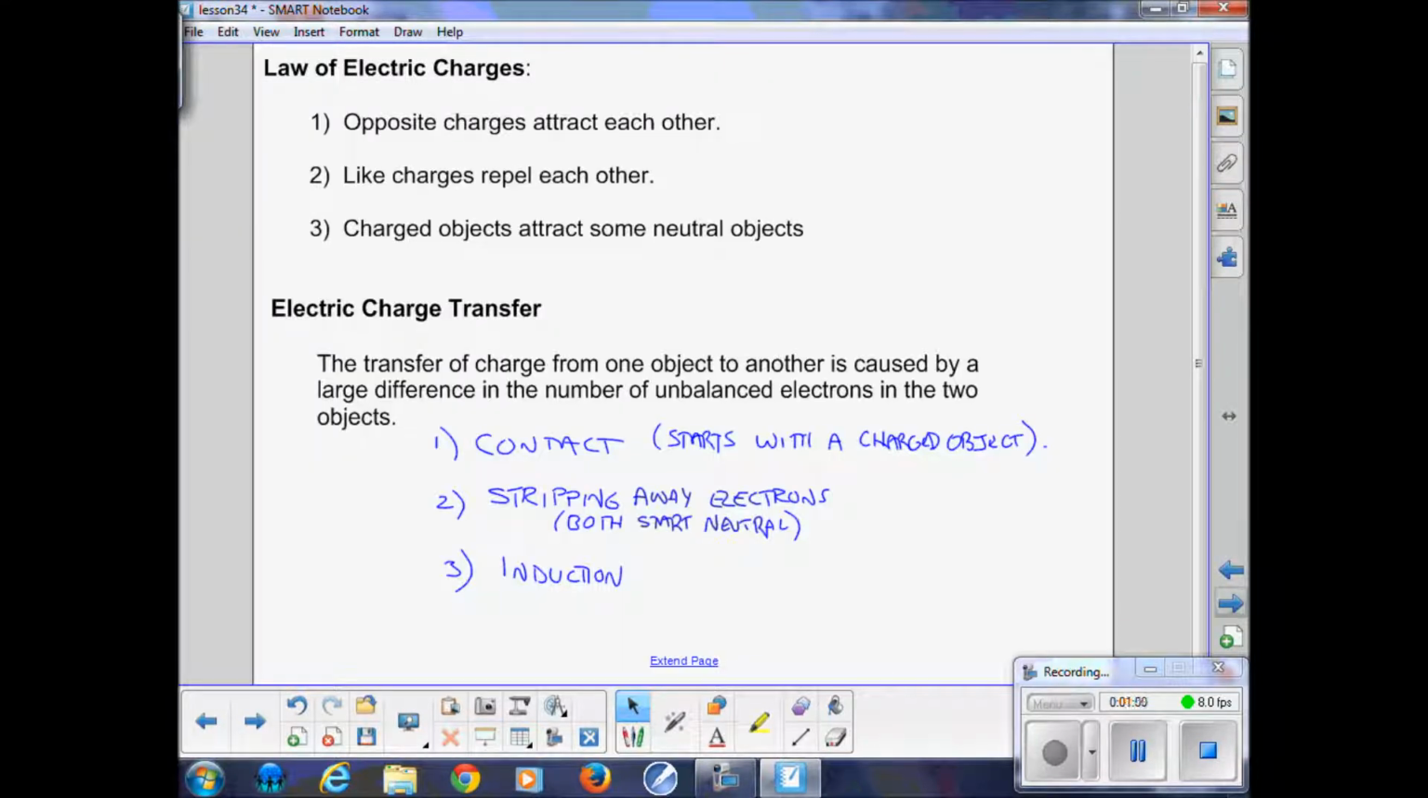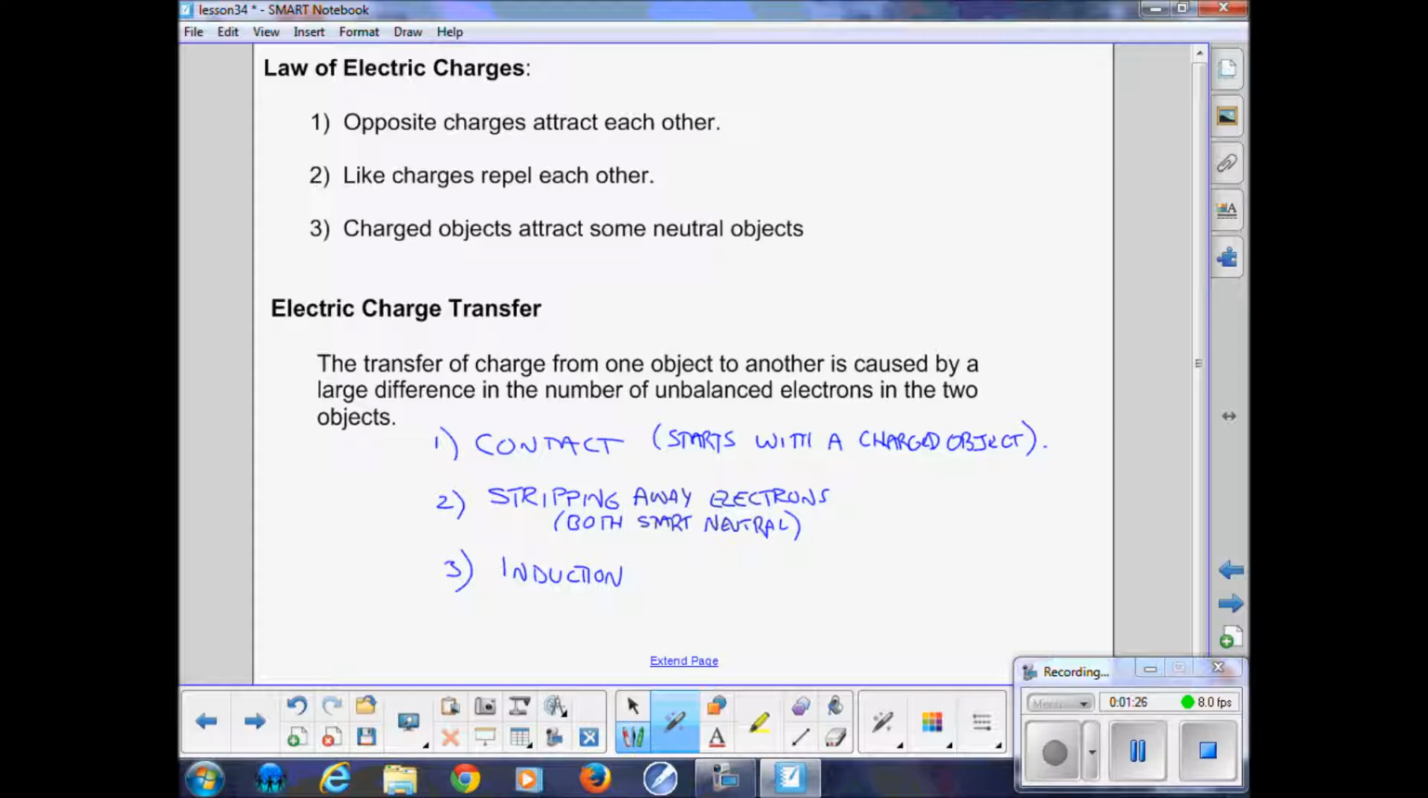So law of electric charges, there's 3 of them. We talked about this, and you've probably seen this in the grade 9 or 10 course. Opposite charges attract, like charges repel, and charged objects attract some neutral objects. So electric charge transfer: the transfer of charge from one object to another happens because of that large difference or unbalanced amount of electrons.